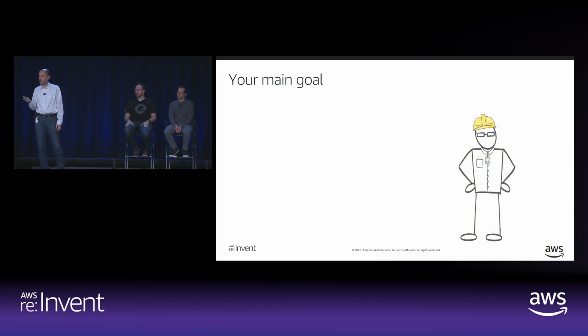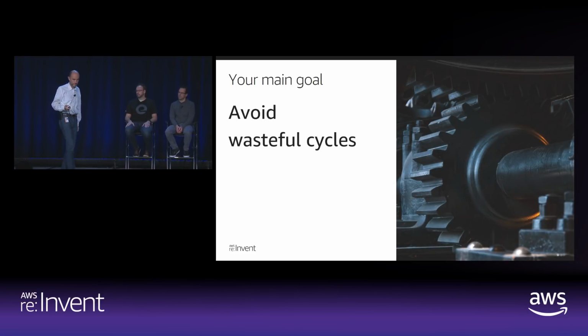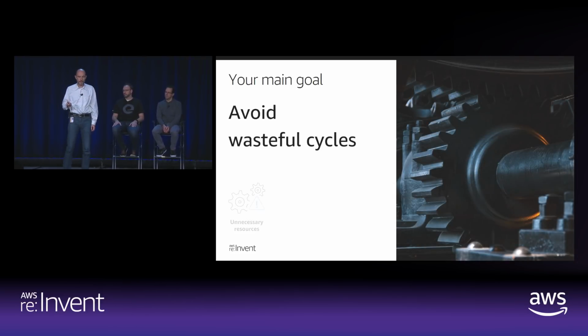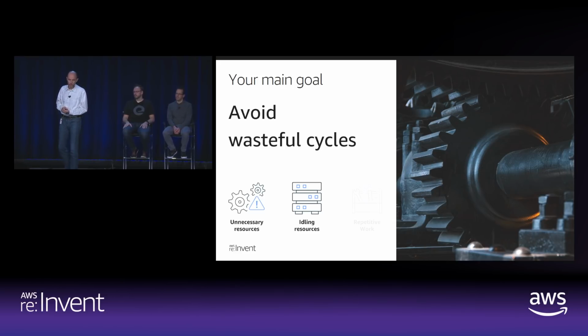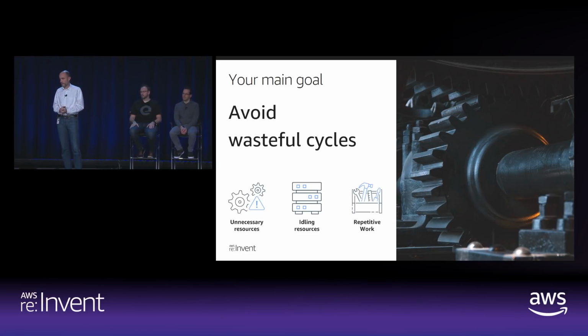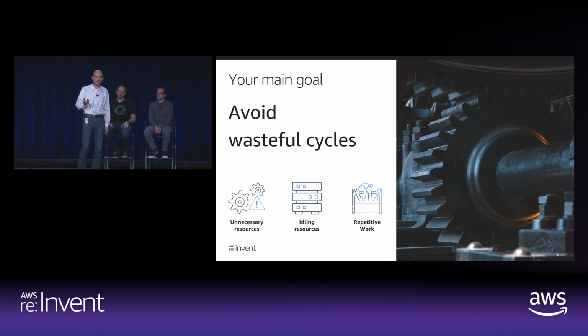So when you want to save money, the main goal here is to avoid wasteful cycles. And by wasteful cycles, I mean things like unnecessary resources or idling resources. Could be EC2 instances that are not fully utilized, or repetitive work. If you catch yourself doing the same stuff all over again, maybe there's an opportunity to be more efficient here.